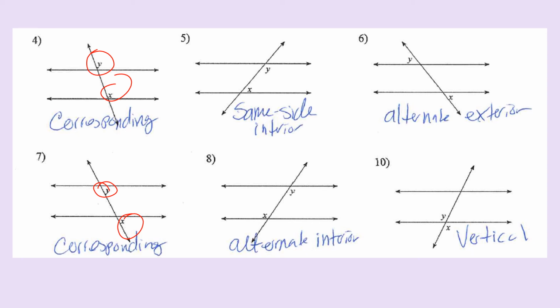Number 8 is an alternate interior pair. They're on opposite sides of the transversal. They're on the inside of the two lines. And number 10, we're coming at you with an old vocab word here, but these are always vertical angles. As long as they share a vertex and they are across from each other like these two are, they are called vertical angles.